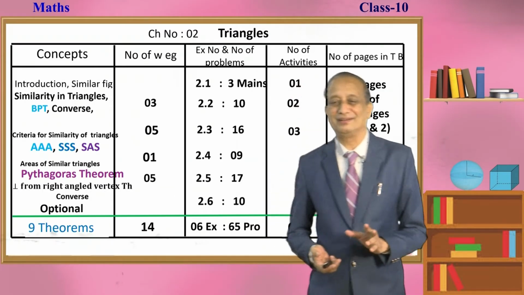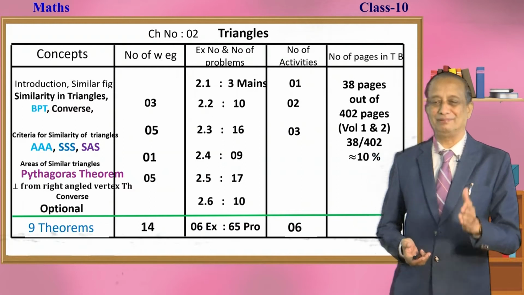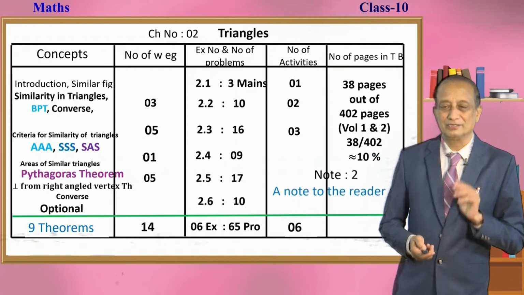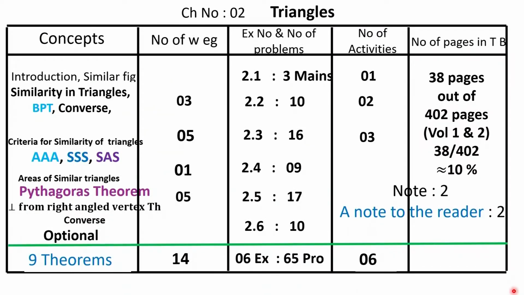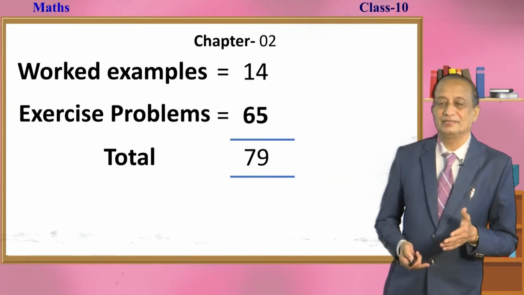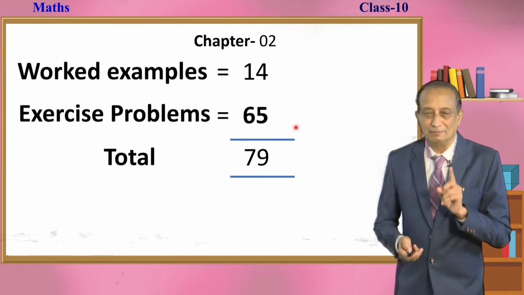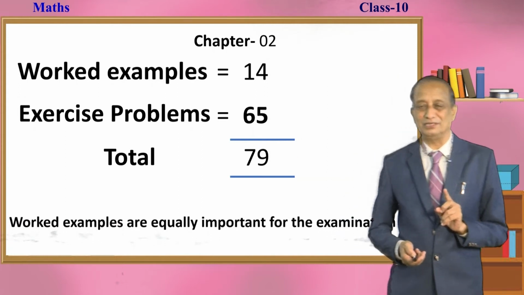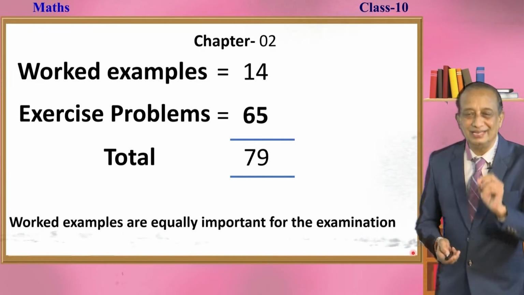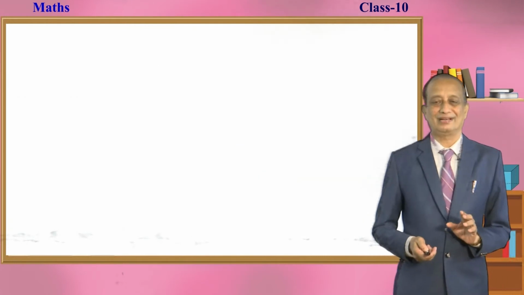So, in the public examination also you can expect 10% of 80, which means 8 marks you can definitely expect for this chapter. Okay. So, please have statistics like this for each and every chapter, and also at the end of the chapter a note to the reader is given, 2 notes to the reader are given to you. Please go through that also. In other words, in this chapter there are about 79 problems. So, 14 worked examples and 65 problems. The purpose of showing you is this: for the public examination even the worked examples are equally important. Please read them and study them, make a note of it in your class or book, children.